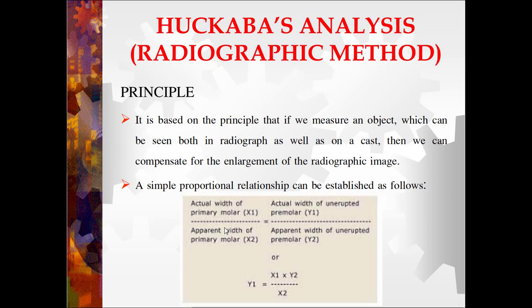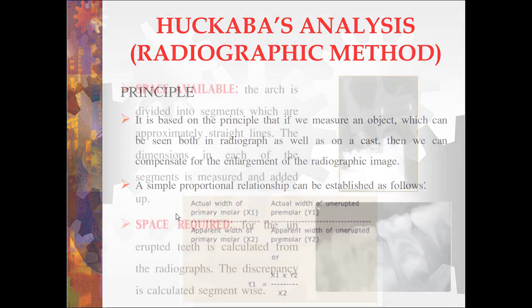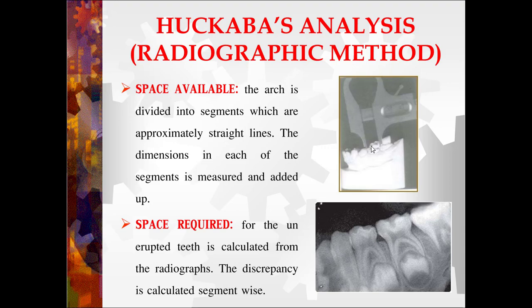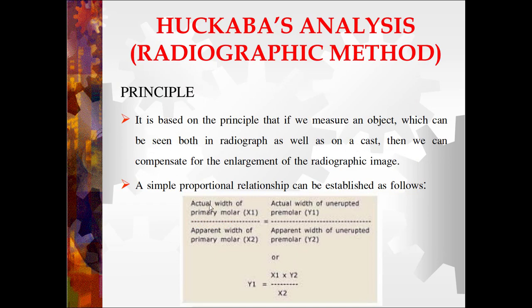It is based on the principle that if we measure an object which can be seen both in radiograph as well as on a cast, then we can compensate for the enlargement of the radiographic image. For example, if we want to calculate actual width of unerupted premolar, this is the formula. First of all, we take actual width of the primary molar from the study model. The mesodistal width of the primary molar is measured from the study model. That is the actual width.